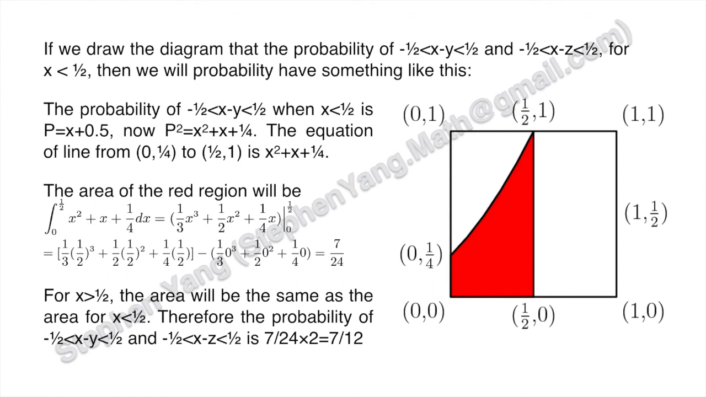For x greater than 1/2, the area would be the same as the area for x less than a half. Then we can know that the probability that x minus y and x minus z are both greater than negative a half and less than a half would be 7/24 times 2, which is 7/12. And so our answer is 7/12, which is answer B. This Fermat question is quite tough. It requires some calculus knowledge to solve it.